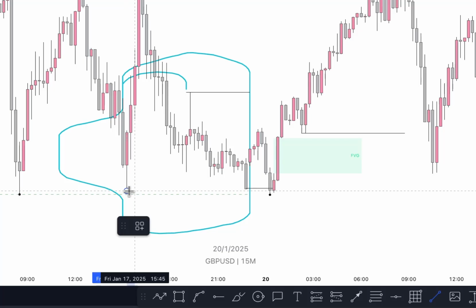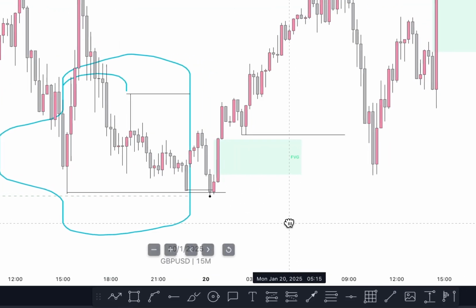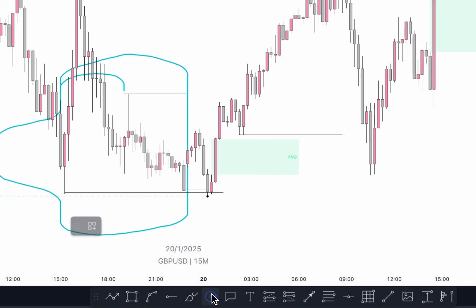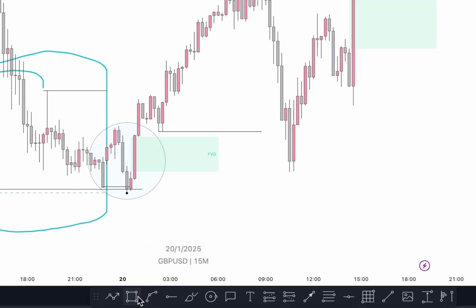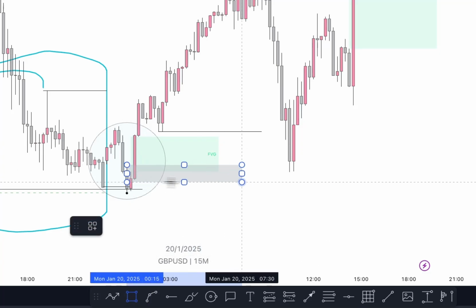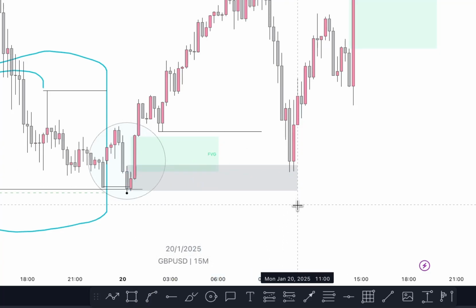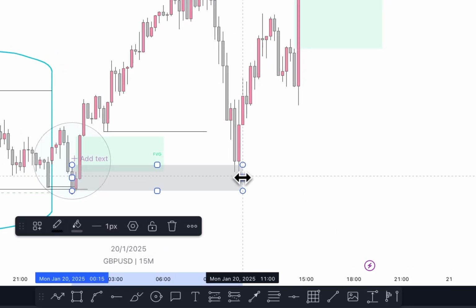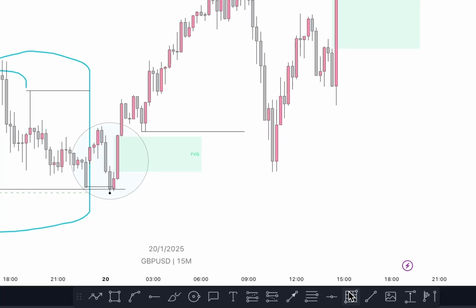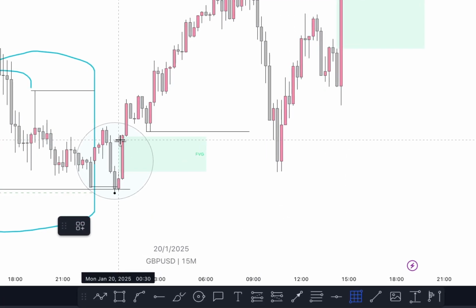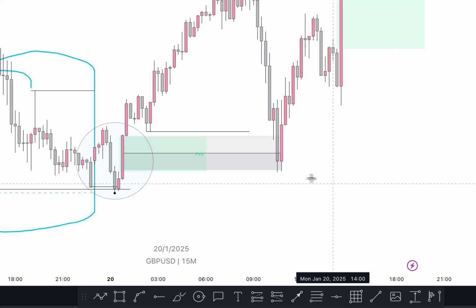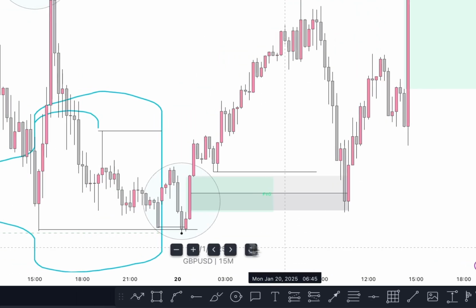I think this is an Asian low. Price has swept it, and see what happened. This particular place now becomes a protected level, and price will buy from there. So you can either choose to buy from the order block, or you can choose to buy from the consequent encroachment of the FVG. And the consequent encroachment of the FVG is nothing but the 50% mark of the FVG, right?